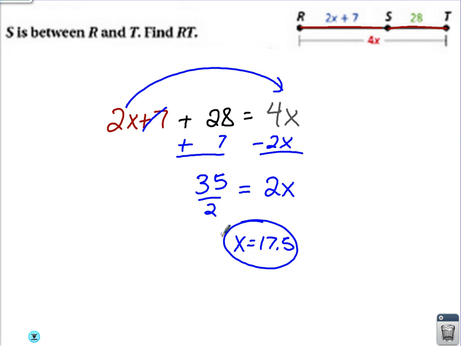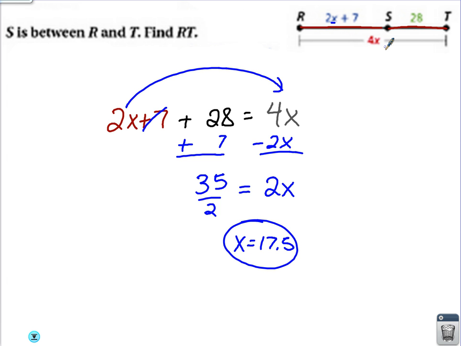Guess what? That's not what it's asking, is it? It didn't say what is x. It says what's RT. Once you solve an equation, okay, x is a variable. X is an unknown. Is x now an unknown? No. X is no longer an unknown. X is now a known. We know that every x is equal to 17.5. So up here where you have 2x plus 7, 4x, those are no longer x's. Every one of those x's are now 17.5.